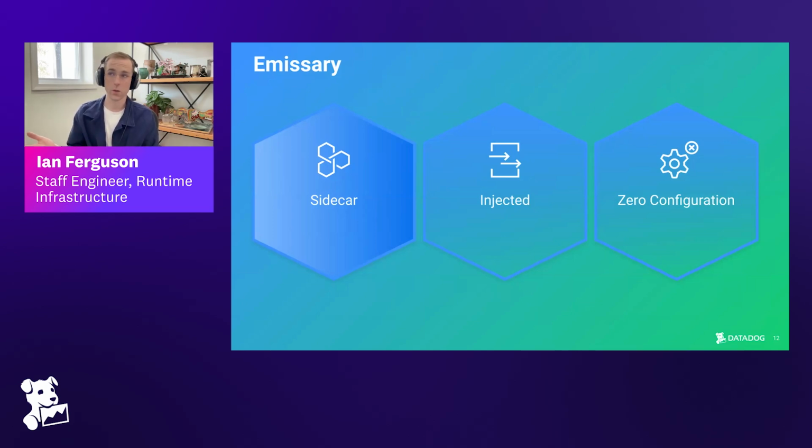This is now supported in Kubernetes starting in version 1.28 natively. Previously, we had some custom patches to enable this. It's injected. Our users don't have to copy paste container specs into their charts that we then have to ask them to update or change as we update Emissary.